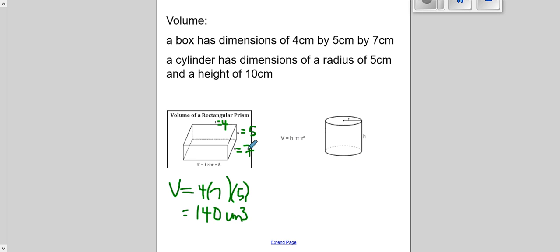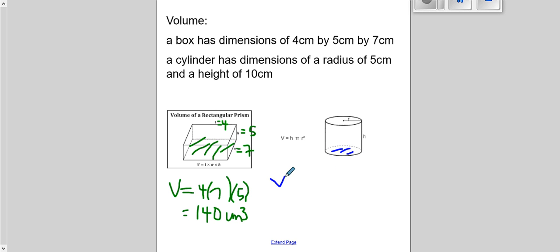Okay. So really what you're doing is you're finding the area of the base. So your base is this bottom part right here. And it's a rectangle, so we know that that's length times width. And then we times it by the height. So that's where that all comes from. Same thing over here. We have this cylinder, so my base is a circle. And we know that the area of a circle is pi r squared. So we take the area of the base and we multiply it by the height. So pi r squared times our height.